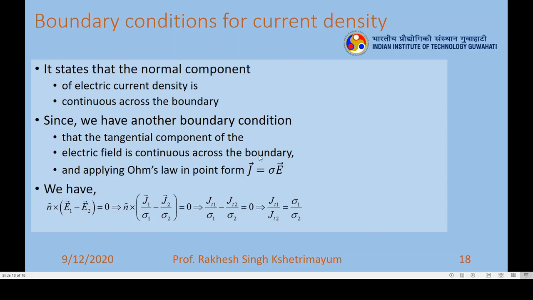Now we also have Ohm's law in point form. Ohm's law in the point form is expressed as J is equal to sigma E. So now I can replace E1 as J1 by sigma 1, and E2 as J2 by sigma 2. In that case, I will get Jt1 by sigma 1 minus Jt2 by sigma 2 equal to 0. Simply, what I am getting is Jt1 by Jt2 is equal to sigma 1 by sigma 2. So it says that the ratio of the tangential components of the current density in region 1 and region 2 is equal to the ratio of the conductivities of region 1 and region 2.